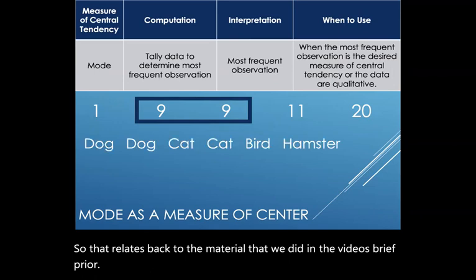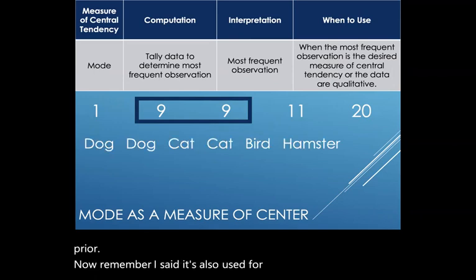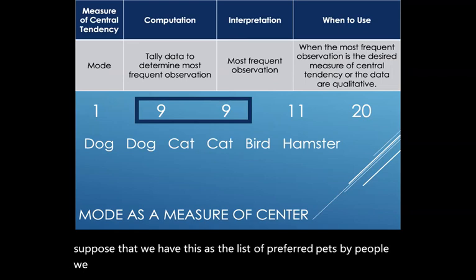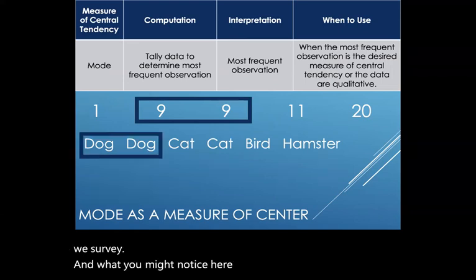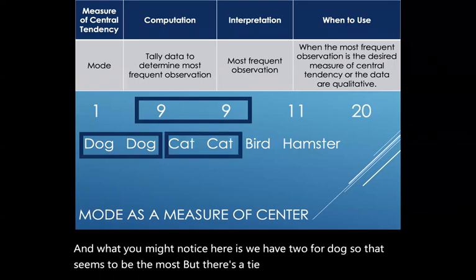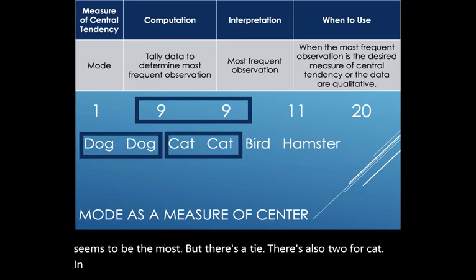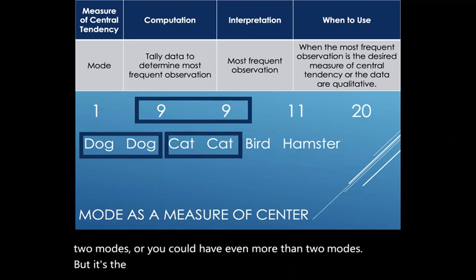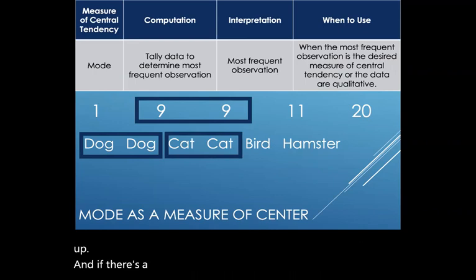Now, remember I said it's also useful for qualitative data. So let's suppose that we have this as the list of preferred pets by people we survey. And what you might notice here is we have 2 for dog. So that seems to be the most, but there's a tie. There's also 2 for cat. In this instance, both dog and cat are the mode. So you can have 2 modes, or you could have even more than 2 modes. But it's the highest value for the data, the most times that it shows up. And if there's a tie, that one gets listed as well.